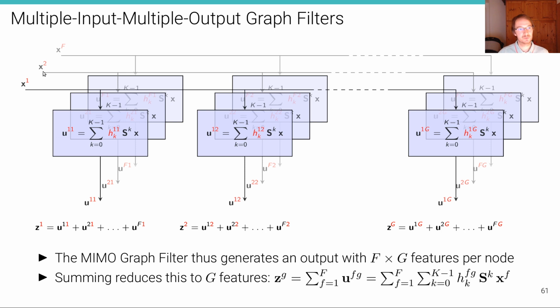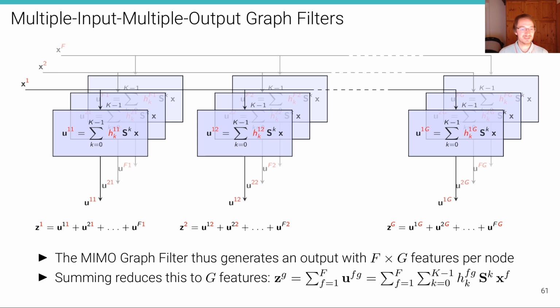Here we can see this. We have multiple input features per node, and at the output, because we have multiple filters, we have this one dimension, and then we have multiple input features, the second dimension. So we have this F times G number of features per node. And in this illustration here, each of these U's is a graph signal where we have specified one scalar per node. So in this case here, we would have F times G scalars per node.